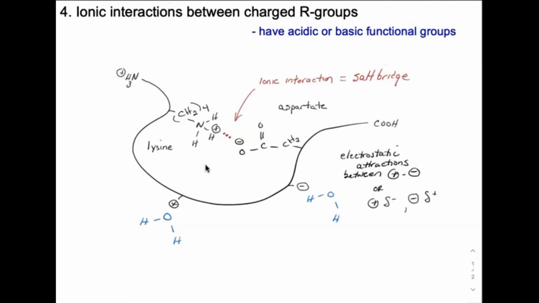But there aren't that many of them if you think about the number of potentially charged R groups. There's 4 or 5 depending on the pH, basically. So there aren't that many opportunities, and some proteins may not have a lot of charged R groups in them. Some may have a lot.